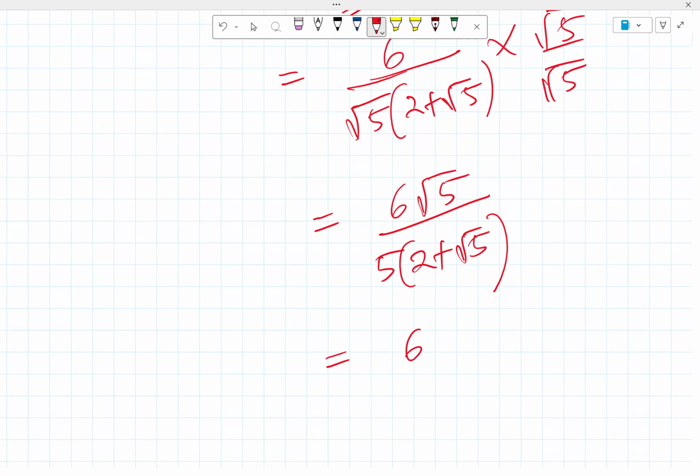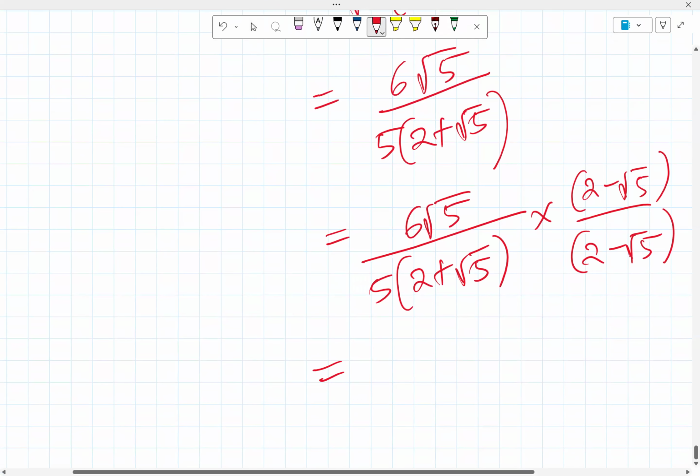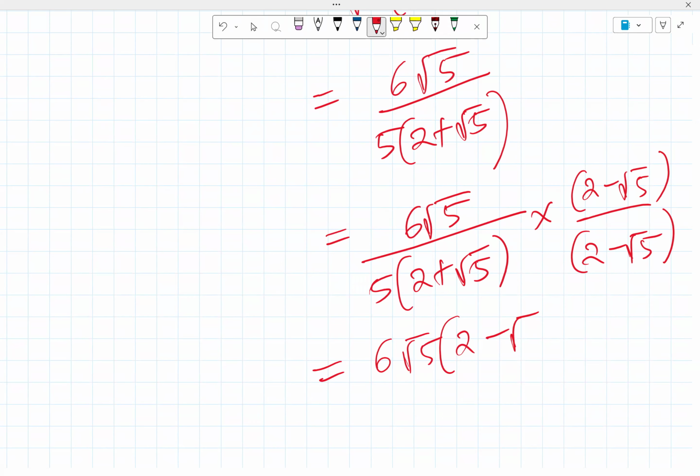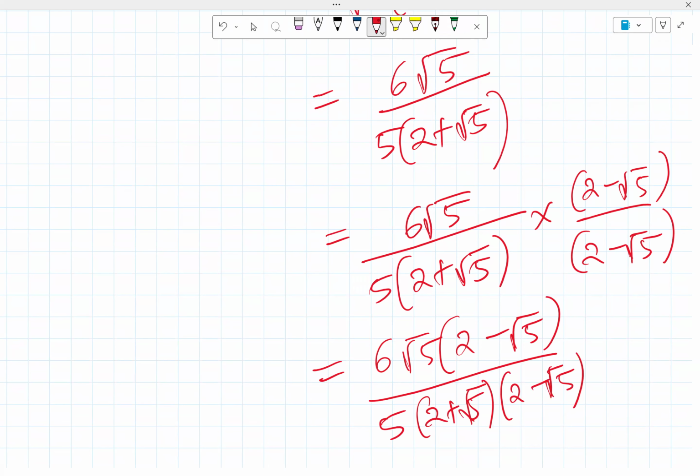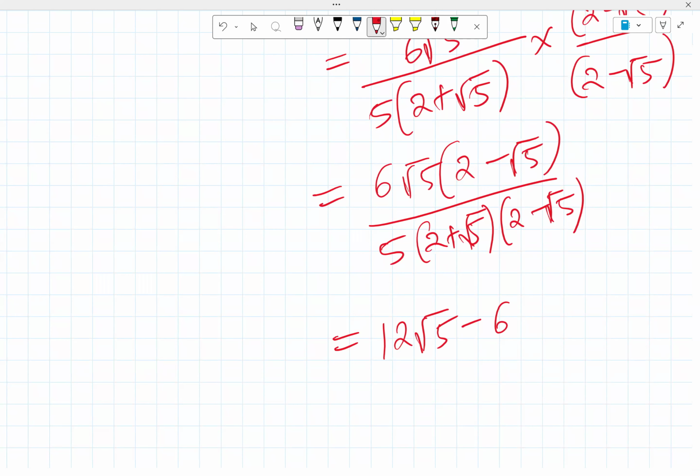So we have 6 root 5 all over 5 into 2 plus root 5 times 2 minus root 5 all over 2 minus root 5. So with this now, we have 6 root 5 into 2 minus root 5 all over 5 into 2 plus root 5 into 2 minus root 5 like this. So we tidy things up. 6 root 5 times 2, that's 12 root 5, minus 6 root 5 again.